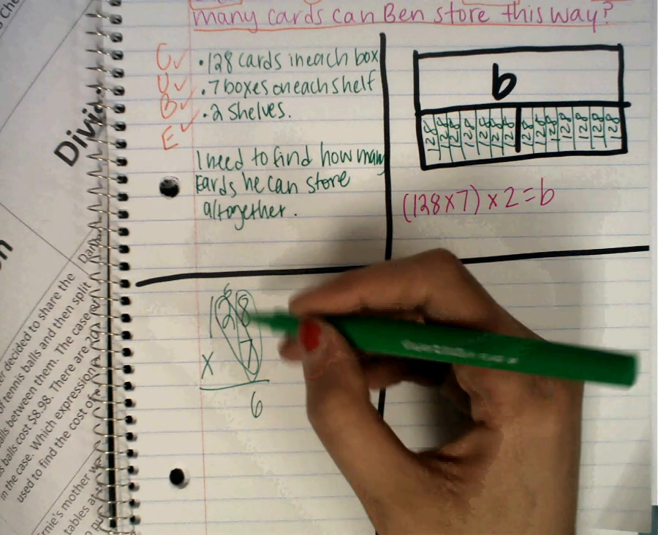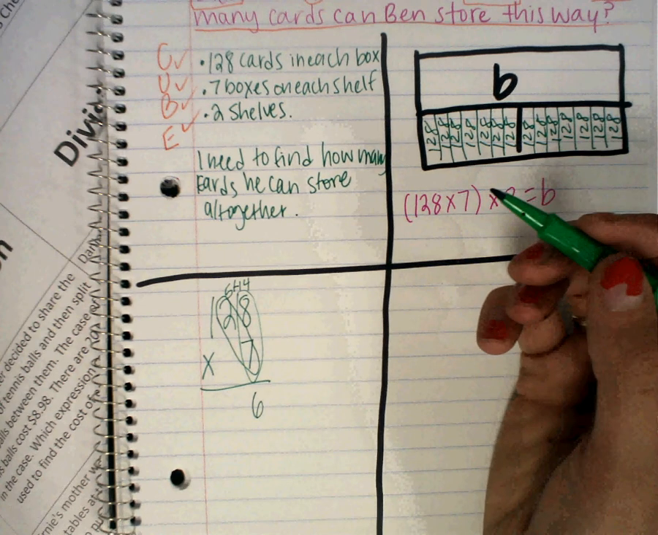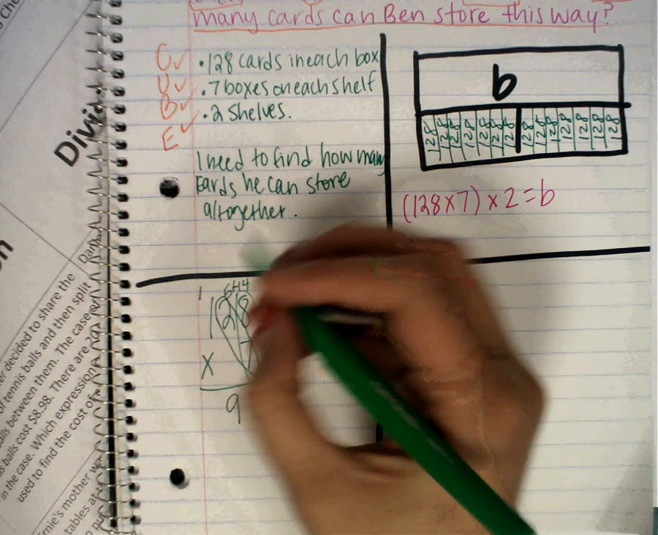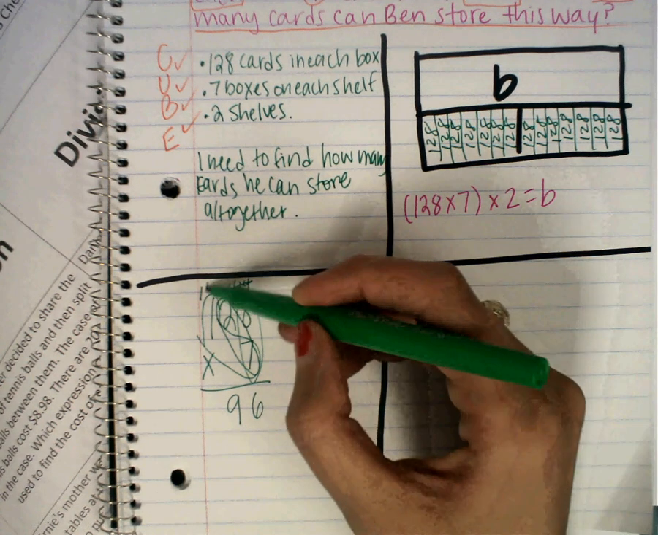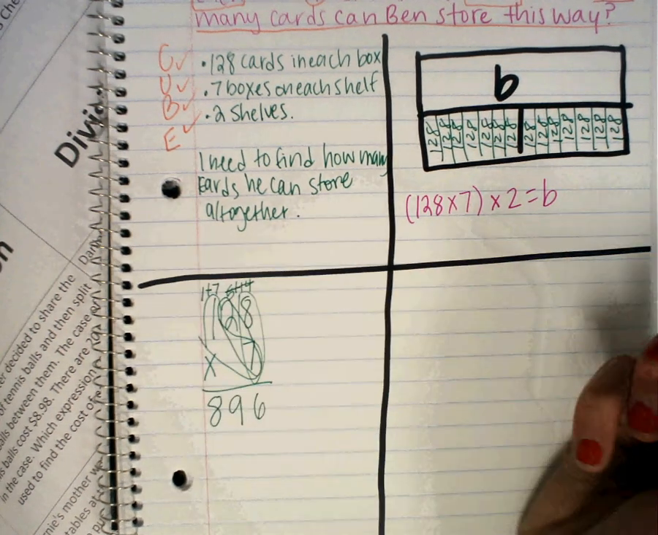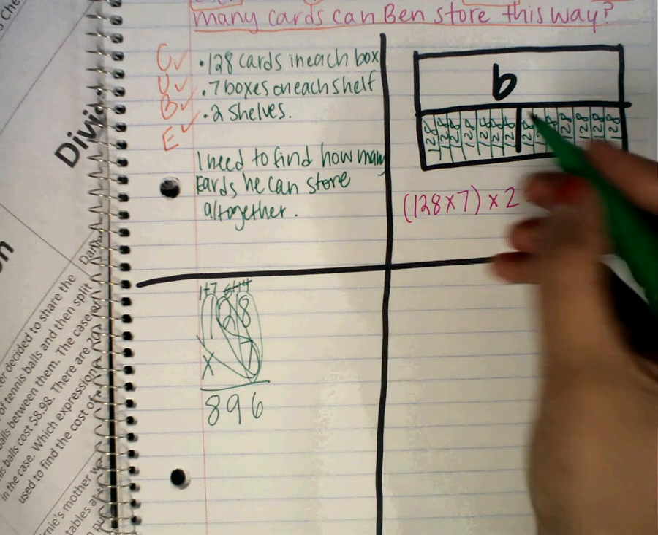Does the 14 go down here? No, not yet. I got to add the 14 to this guy up here, this number 5. So what's 5 plus 14? 19. 9 goes down, 1 goes up. Cross that out. And lastly, multiply 1 times 7, which is 7. Add it to that 1, and we get 8. So on one shelf, I know that I can do 896 baseball cards, right? But that's just one shelf. I'm not done yet. So this up here is 896.